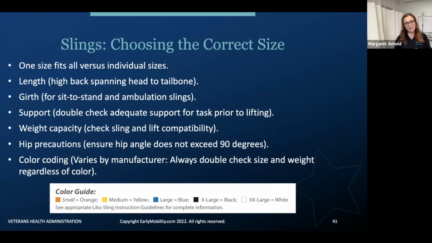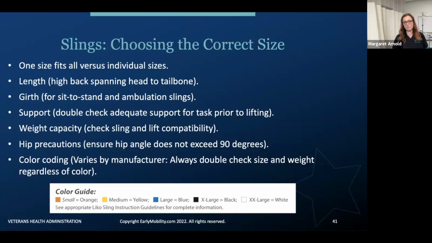We must always look at the sling and lift capacity and compatibility. If you've got a sling that is a 400-pound capacity and a lift that's a 1,000-pound capacity, that combination can only lift 400 pounds. You always use the lowest of those two weights. We've got to think about our precautions, either hip precautions, or if we're in the ICU, any lines, tubes, and drains. Look at your slings and your options in every care setting that you are assisting patients with their mobility.